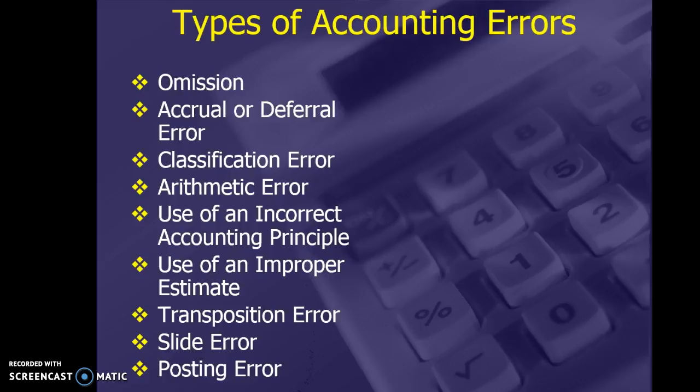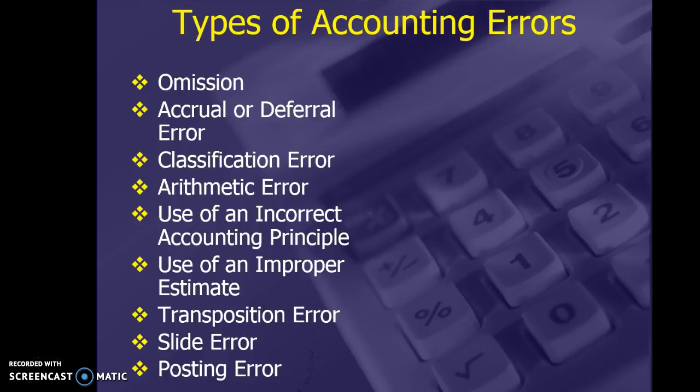A slide error, which is next, is also recording the wrong amount, but instead of switching the place value of two digits, you have moved the decimal place over. So if I needed to record $1,500 in my accounting system, and instead I recorded $150, I really moved the decimal over one place to the left and incorrectly recorded that amount.